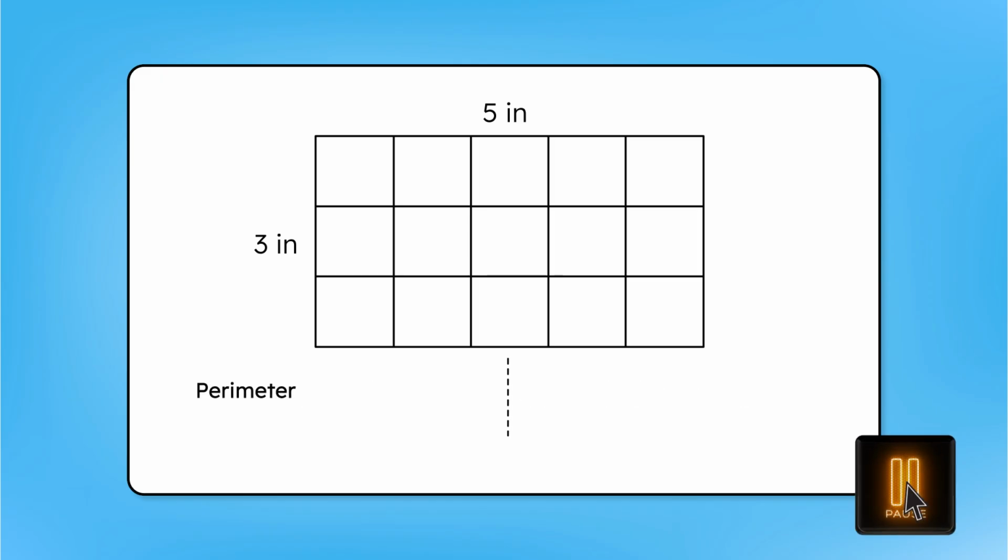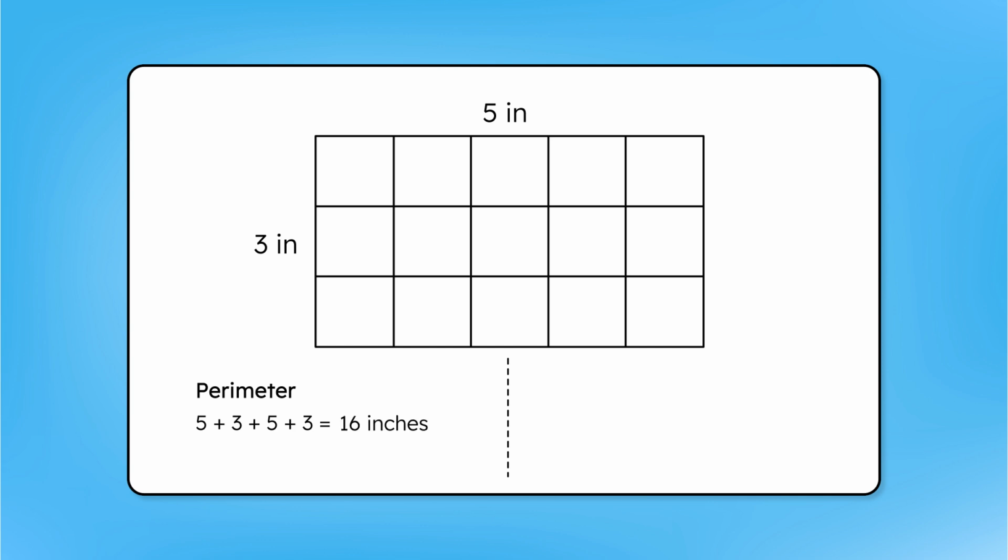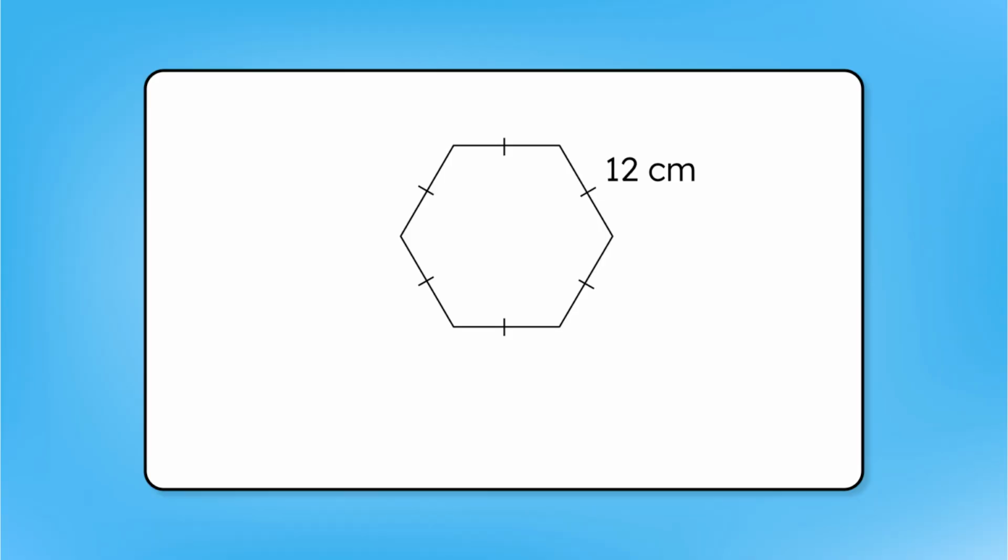To find the perimeter, we add all the sides to equal a perimeter of 16 inches. And for the area, we multiply 5 times 3, which equals 15 square inches. Nice job. But what about finding the perimeter of shapes that aren't rectangles? Like here's a hexagon with side lengths that are all 12 centimeters. Is there a different way to find the perimeter besides using repeated addition?